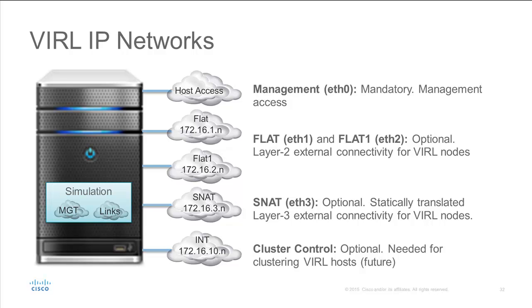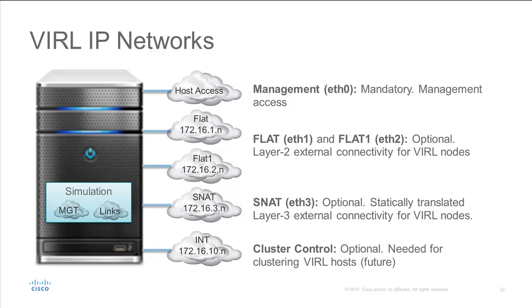The fourth interface, which should say ETH3 here, but it says ETH2, it's ETH3. The fourth interface is connected to 172.16.3, but this is statically translated to a different subnet between inside VIRL and outside VIRL. This is useful in certain circumstances where the address spaces don't overlap completely, or you just want to have a different address space inside versus outside.